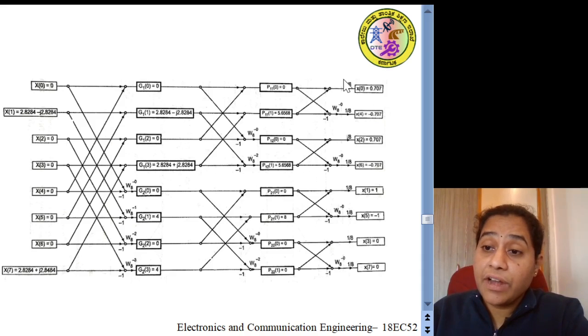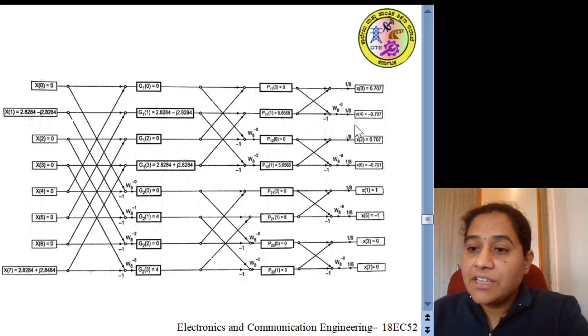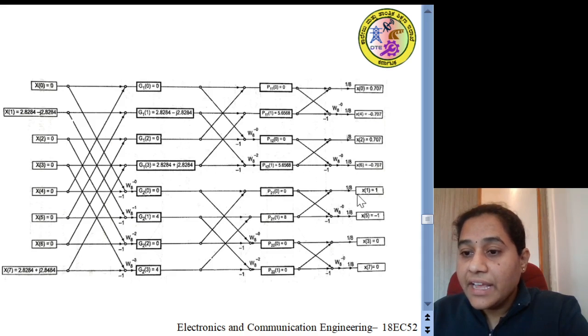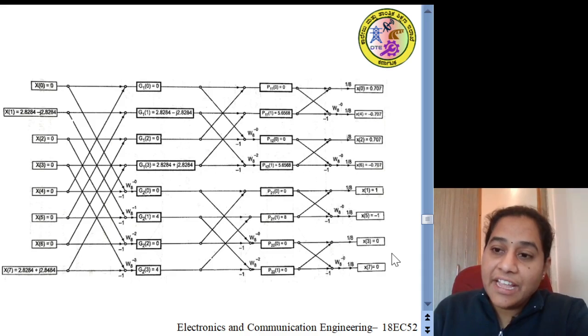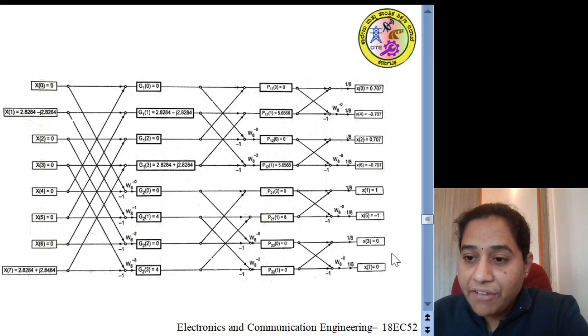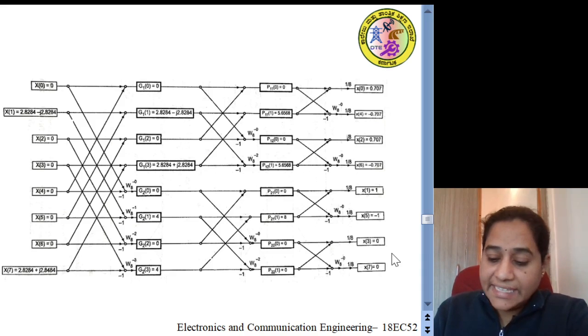But at the end of this flow graph, we multiply all the samples with 1 by 8. That is the factor 1 by N. So we obtain x of 0 as 0.707, x of 4 as minus 0.707, x of 2 as 0.707, x of 6 as minus 0.707, x of 1 as 1, x of 5 as minus 1, x of 3 is 0, x of 7 is 0. So our output, that is the IDFT, x of n is given by 0.707, 1, 0.707, 0, minus 0.707, minus 1, minus 0.707 and 0. That is the answer for this particular example.